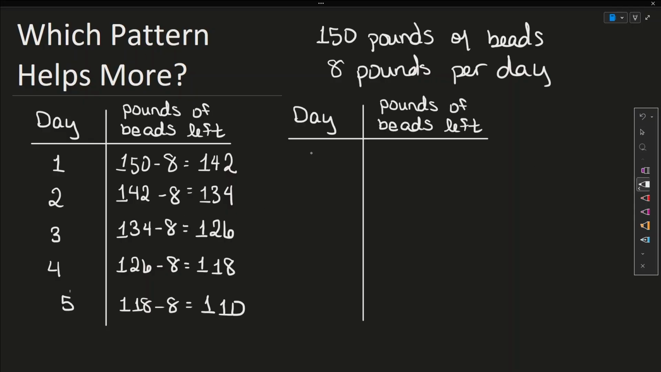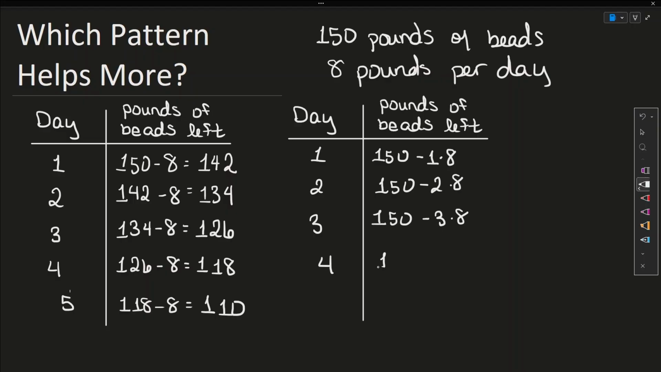Now, let's look at student 2. For day 1, student 2 said 150 minus 1 times 8. For day 2, 150 minus 2 times 8. Day 3, 150 minus 3 times 8. For day 4, 150 minus 4 times 8. And for day 5, 150 minus 5 times 8. This student is always starting from 150 and subtracting the total amount sold so far.